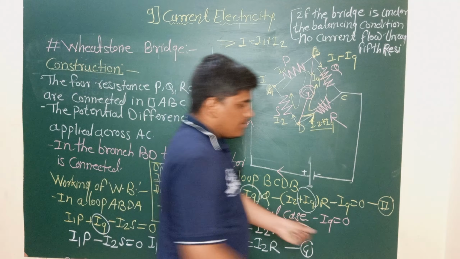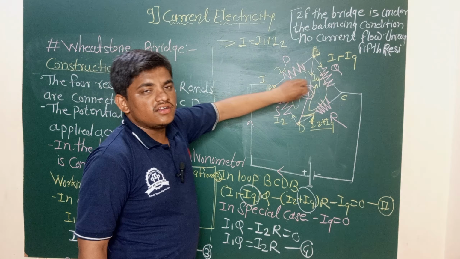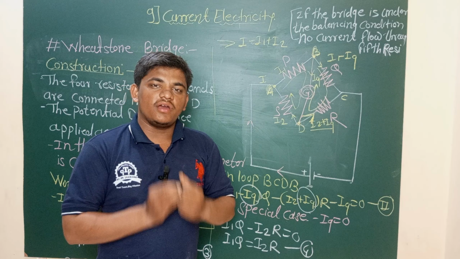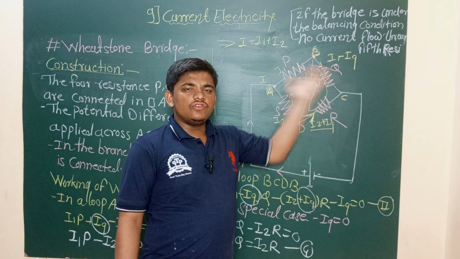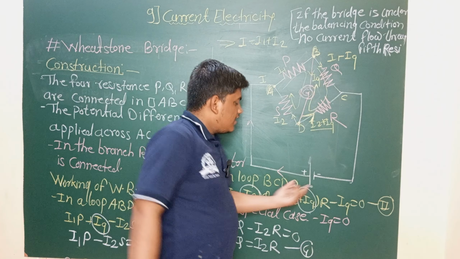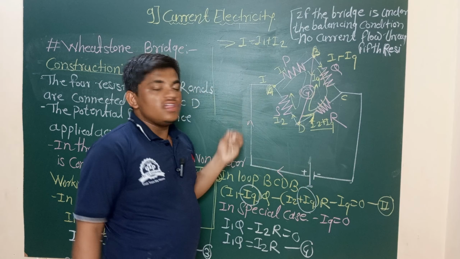Then through the branch BD, we have connected a galvanometer to detect the amount of current flowing through that branch of the bridge, and to show the deflection or direction of the current, whether the current is flowing from B to D or D to B. And across this bridge we have connected a potential difference, with A at the high potential and C at the low potential.